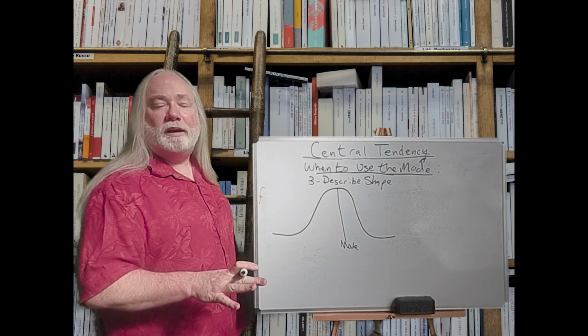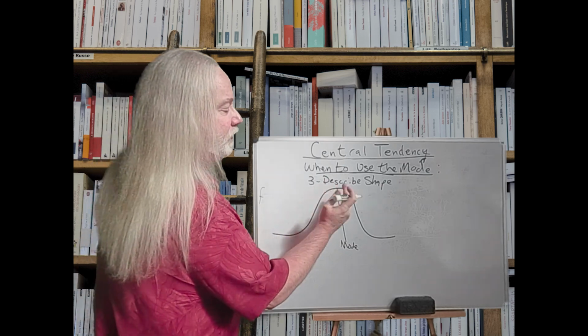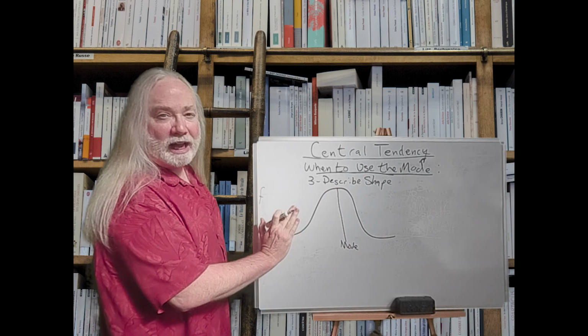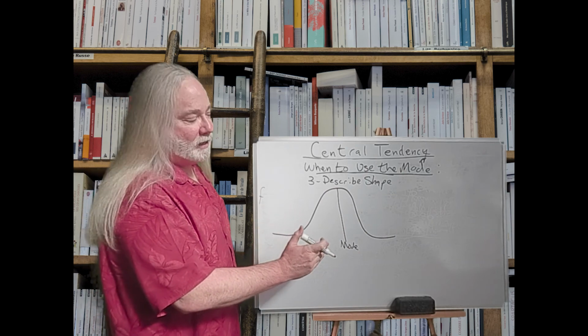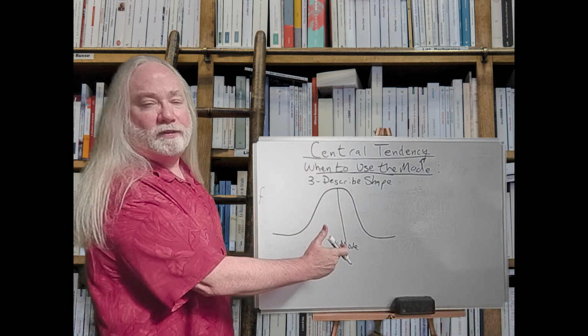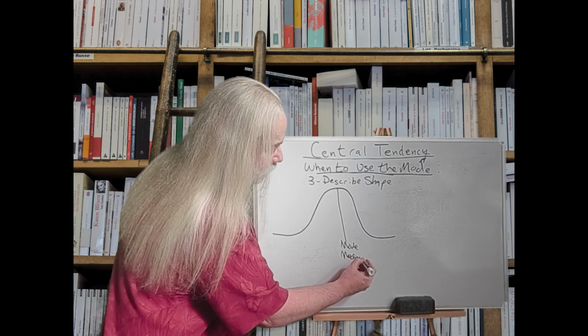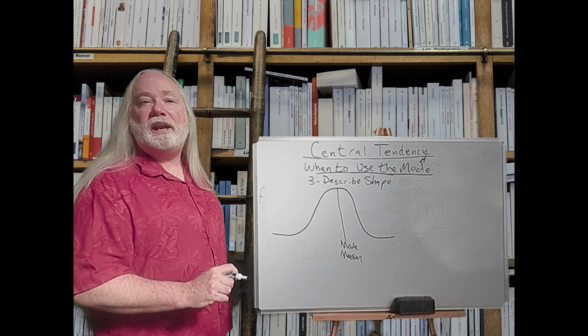Let's think about the median. Where's the median going to be? Well, if this is mirror images equal on both sides, then the median is also going to be right in the middle of this curve. So the median would also be dead in the center.